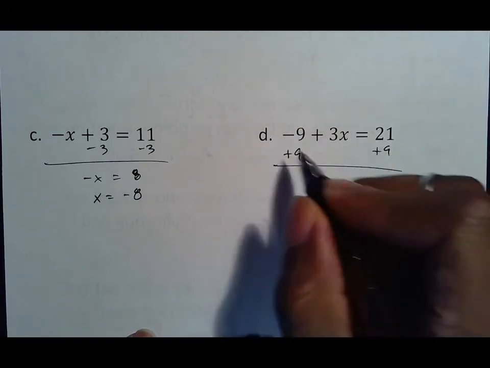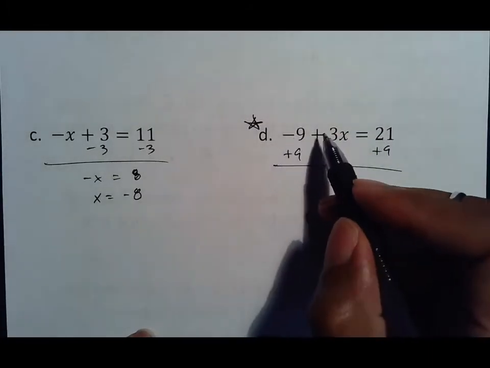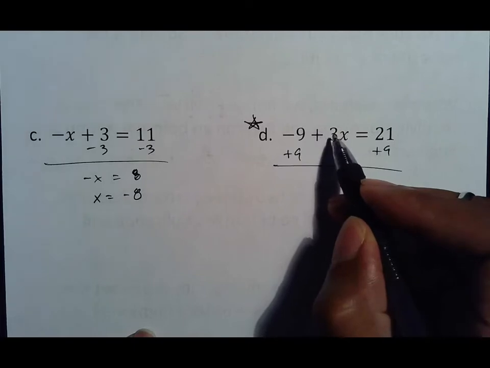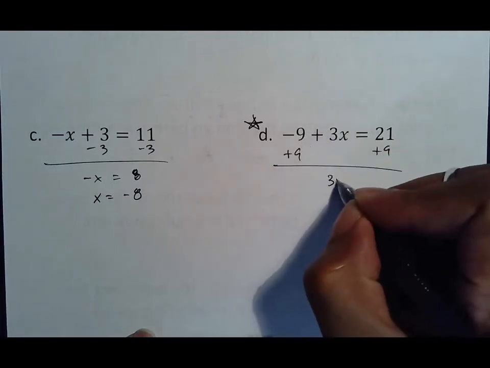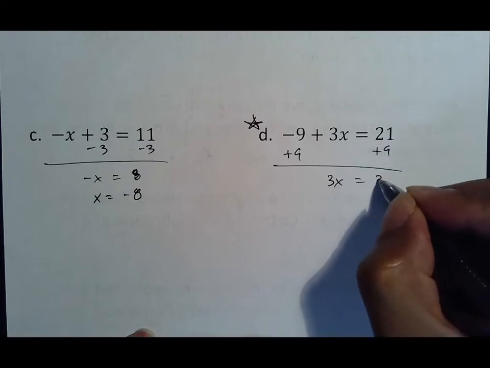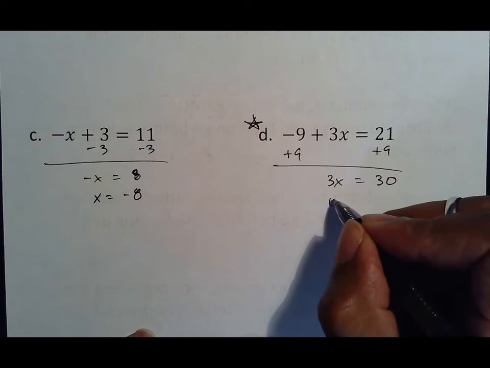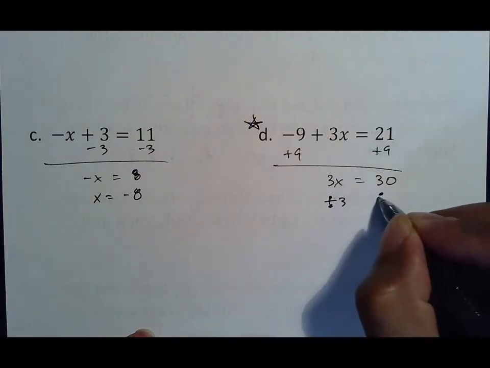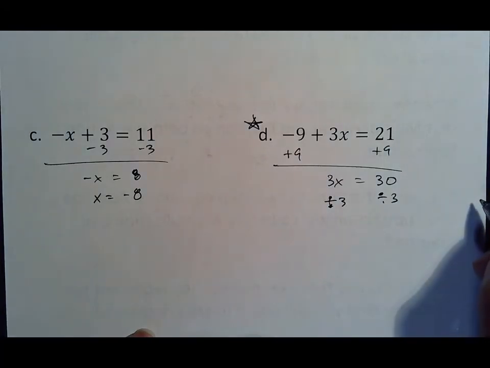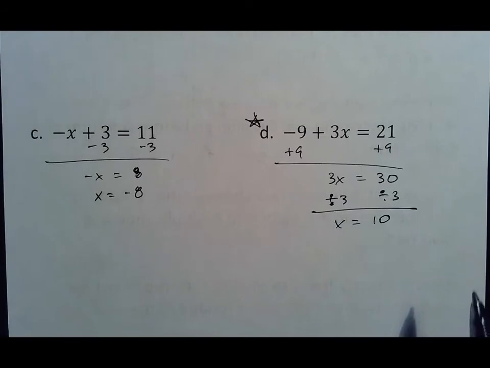So that is the tricky part you need to be paying attention to when you copy this, because you don't move this by looking at that sign. That belongs to the 3. The number attached to the 9 is negative, so we use its opposite. We bring down 3x. We bring down 30. We then want to get rid of this 3, so we divide by 3. Divide by 3. 3's go away, and x is equal to 10.